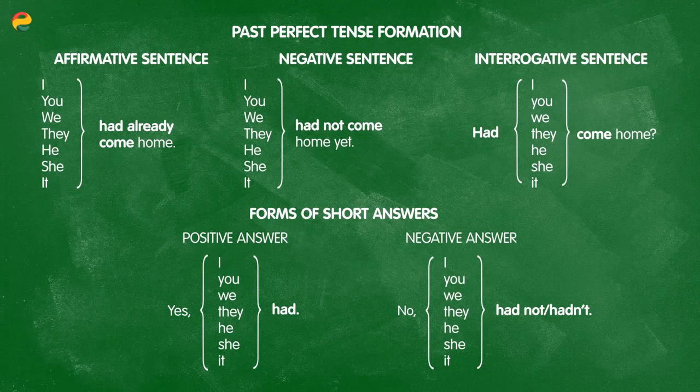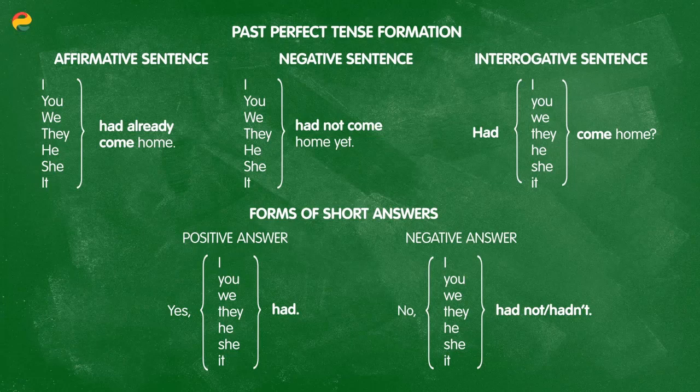Because no matter if you're using I, you, we, they, he, she, or it, you will always say had. For example, I had already come home, or she had already come home. Here it's all the same. Likewise, in a negative sentence, it works the same way using had not.